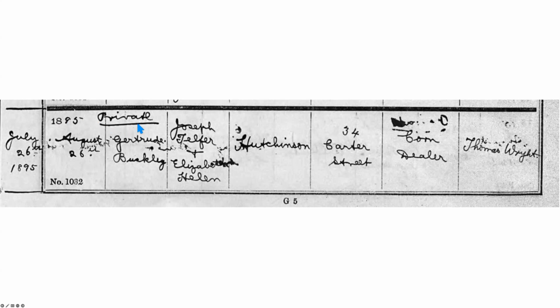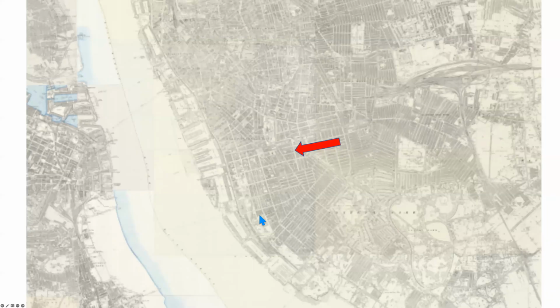They actually brought the clergyman in and had little Gertrude baptized exactly a month after she was born. So she probably wasn't doing very well, and they were afraid maybe she might not make it, so they had her baptized at home. That's what private is.